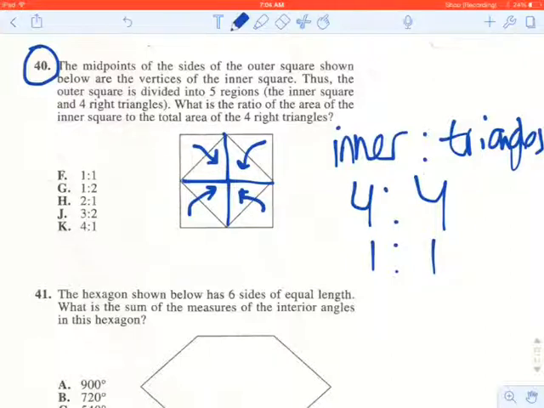So it's the same area for both that inner square and the outer triangles created, just if you're able to visualize that as well. However you get there, it's 1-to-1, so break it up into even parts and see how many parts of the one portion there are to parts of the other portion.